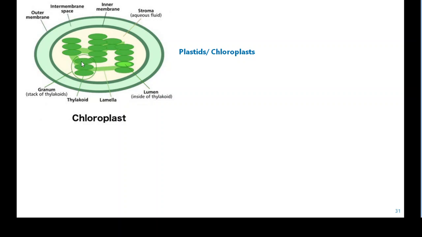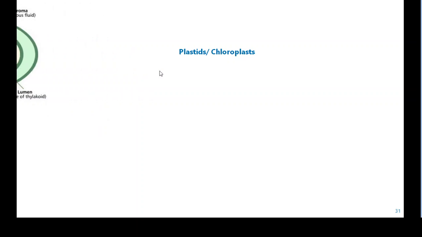Okay, so it is the thylakoid and the granum where the actual photosynthesis takes place. All the chlorophyll pigments are present inside the thylakoid, and it is the thylakoid which helps in photosynthesis. These grana are joined by a lamella, where the dark phase of photosynthesis takes place.